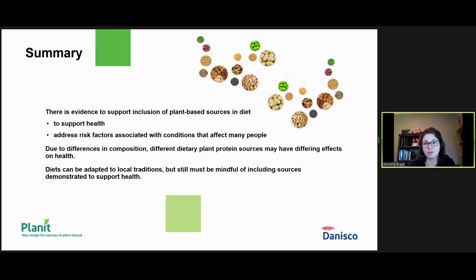And diets that include plant sources can be adapted to local traditions, as ingredients that are soy-based can take a variety of forms and formats, but it's important to still be mindful of including sources that are demonstrated to support health. And with that, I will conclude and thank you for your attention.